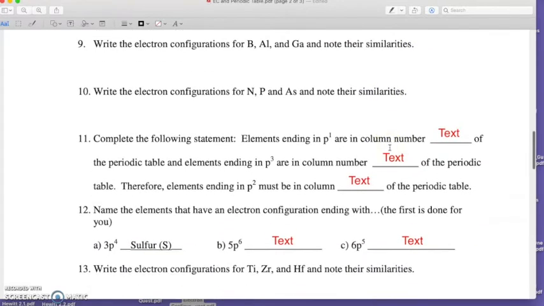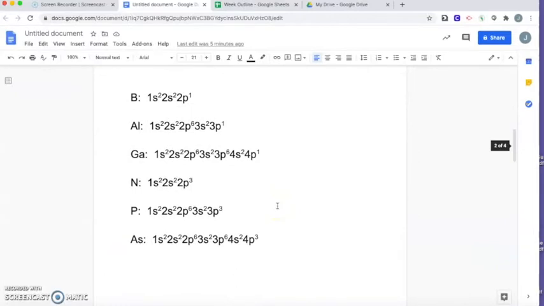So let's look at some other configurations. Boron, aluminum, and Ga, gallium, write those down. And also nitrogen, phosphorus, and arsenic. Pause and do that now. Okay, once you've done those, let's bring them up. Here's boron, aluminum, and gallium. And then here's nitrogen, phosphorus, and arsenic.